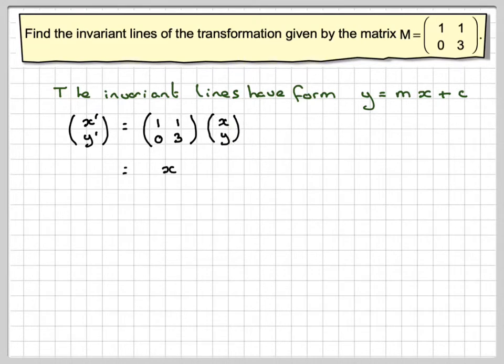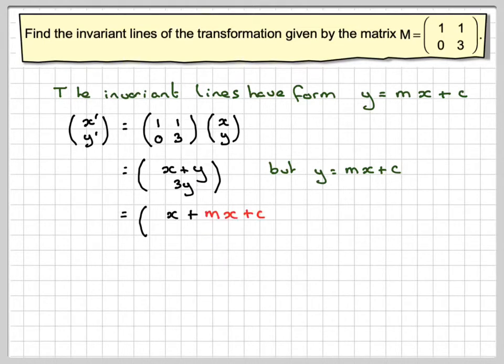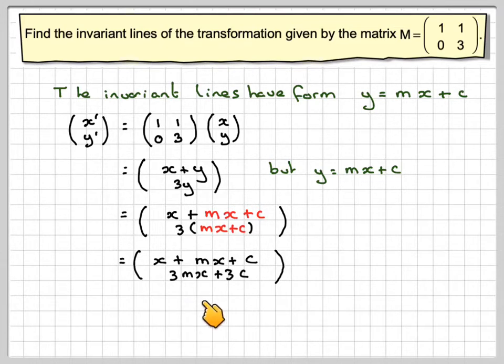If we multiply that, we're going to get x plus y, and then in the row times column, we're going to get just 3y in the bottom. Now, y is equal to mx plus c, so we'll replace y with mx plus c. So we've got x plus mx plus c, and then 3 times mx plus c. Simplifying that, we're going to get x plus mx plus c, and then 3mx plus 3c.